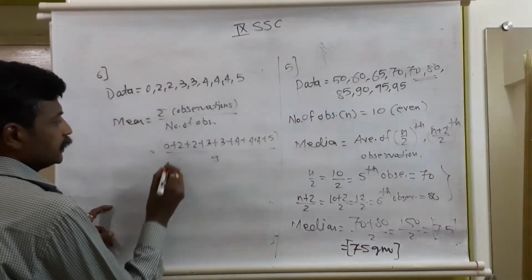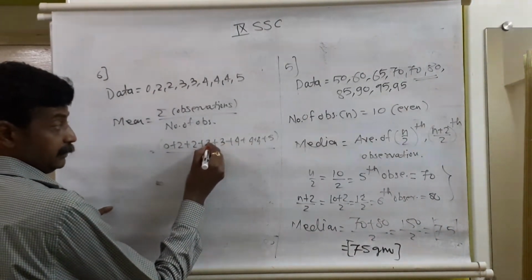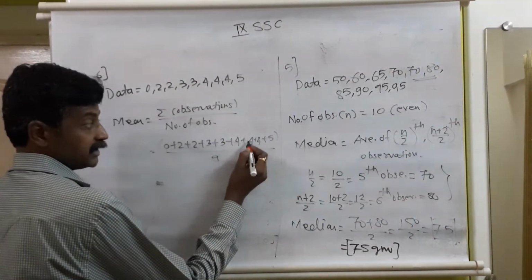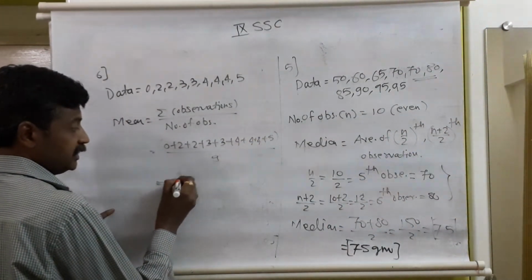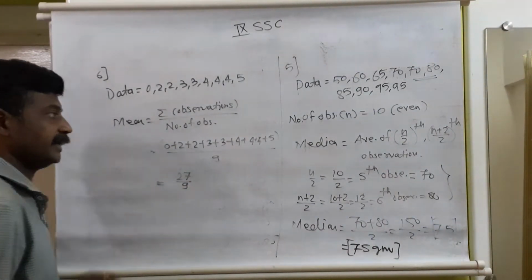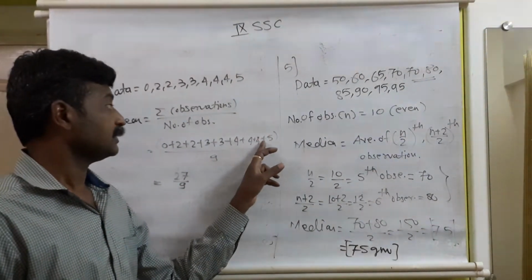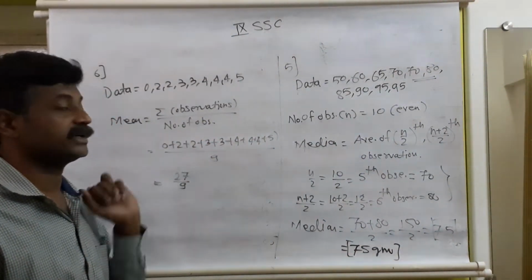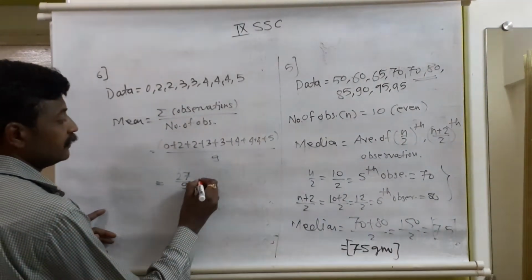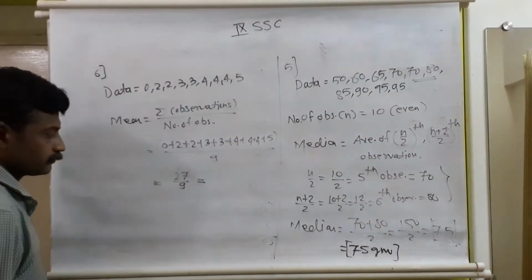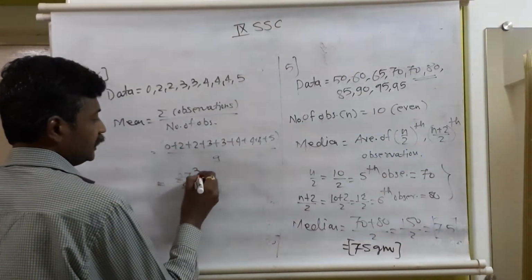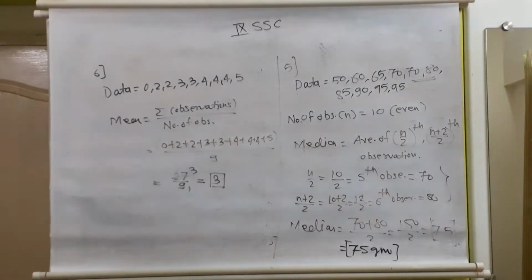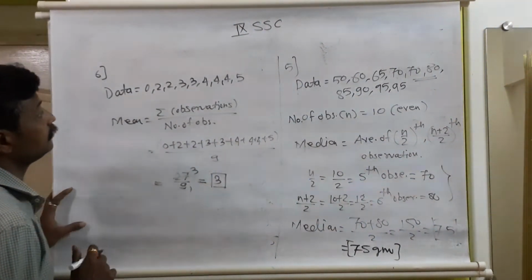So the total will be: 2 plus 2 is 4, 3 plus 3 is 6, 6 plus 4 is 10, 10 plus 12 is 22, 22 plus 5 is 27, 27 upon 9. Once again, 5 plus 4 is 9, plus 4 is 13, 17, 20, 23, 24, 25, 26, 27. 27 upon 9, which is 3. So the mean for question number 6 is 3, an average of 3 for all 9 matches.